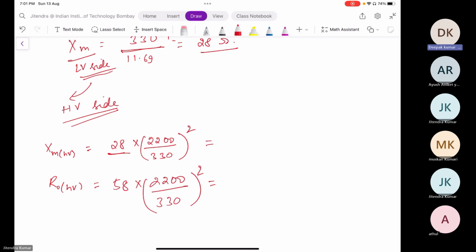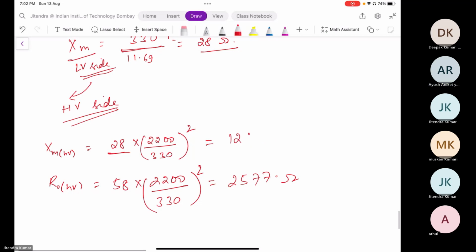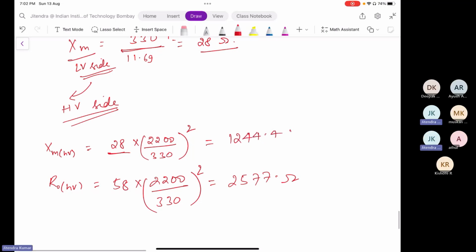Sir, 2577.77. This is R0, right? No, sir, XM. XM is 2577, not R naught. Sir, XM is equal to 1244.44. Yeah, so I think it is fine.